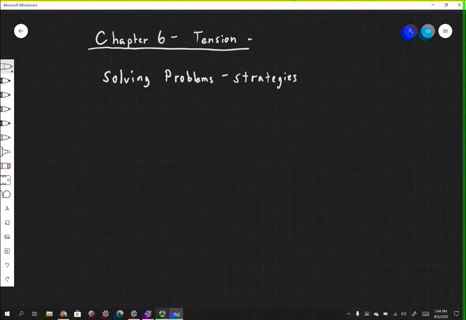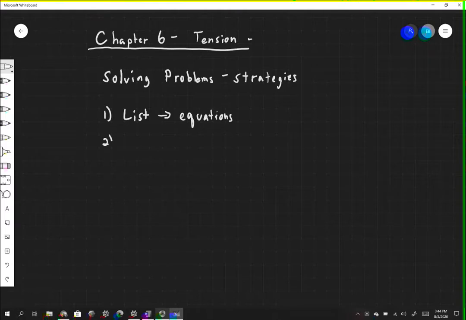So let's take a look at some specific examples of force applications and how to actually apply some strategies to solving problems. So the first thing you want to do in every single problem is list everything that you're given. And that includes listing any relevant equations that might help you to get to your answer.